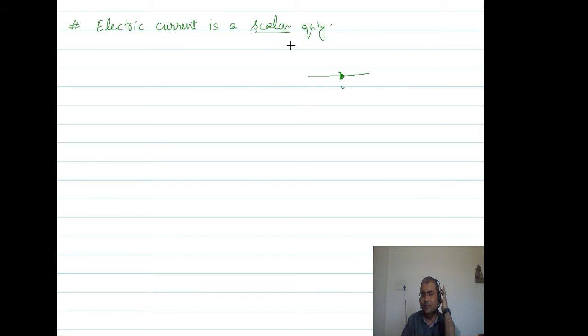What's the reason behind it? The reason is that it does not follow vector algebra. You can say this simple reason, that it does not follow vector algebra. I mention it as: it does not follow vector rules.